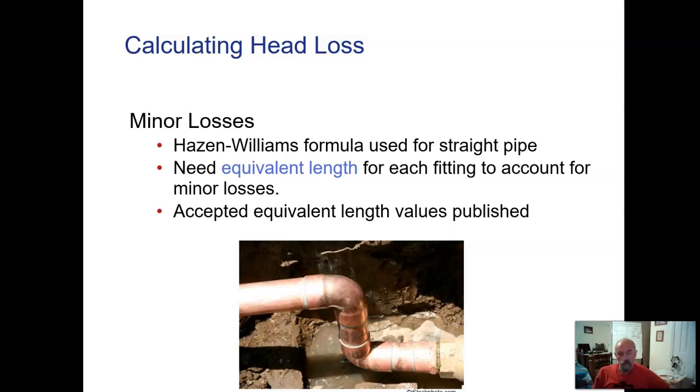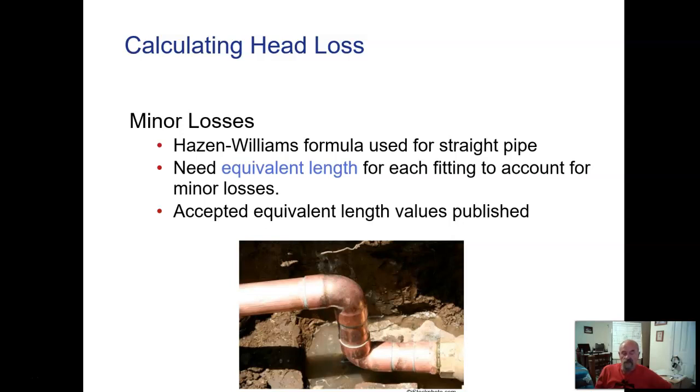In other words, we need to know the length of pipe that produces the same head loss that results when water flows through a fitting. For instance, a 90-degree elbow might produce a head loss equivalent to the head loss when water flows through 14 feet of straight pipe. Therefore, the equivalent length of the 90-degree elbow would be 14 feet.